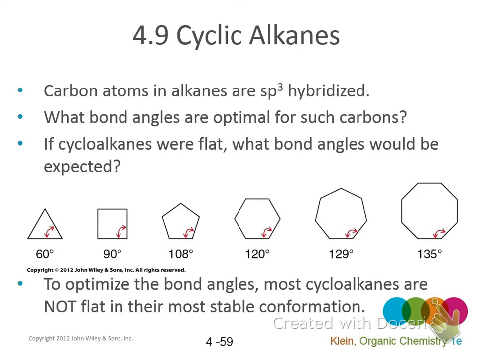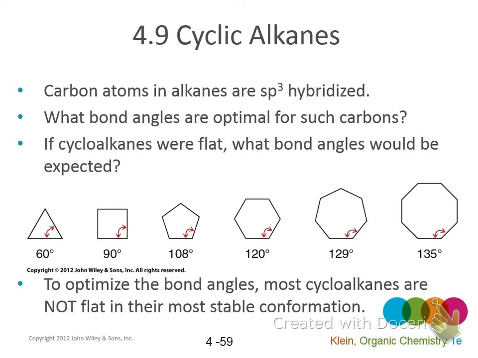Okay, we'll talk about cycloalkanes. Cycloalkanes, carbon atoms that are all sp3, but in a ring, okay? What's the optimal bond angle for carbon with 4 bonds, sp3? Yeah, 109.5. 109.5.